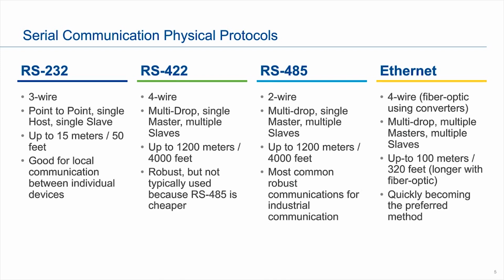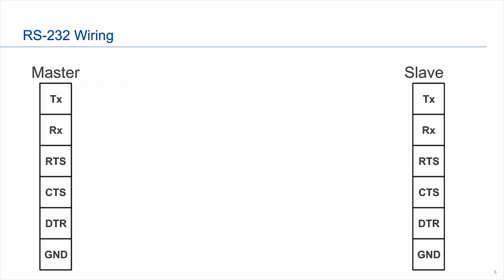So looking at the physical properties now, this is RS-232. So we have the master on the left and the slave on the right-hand side.